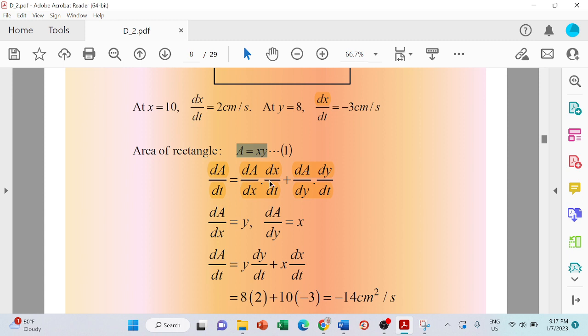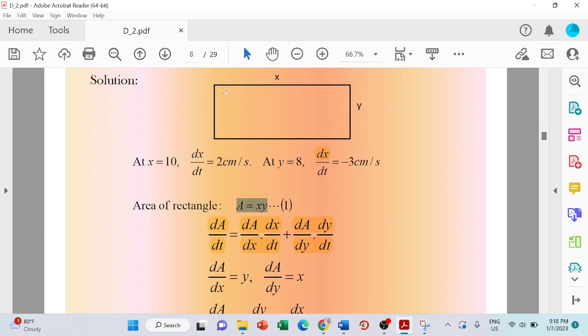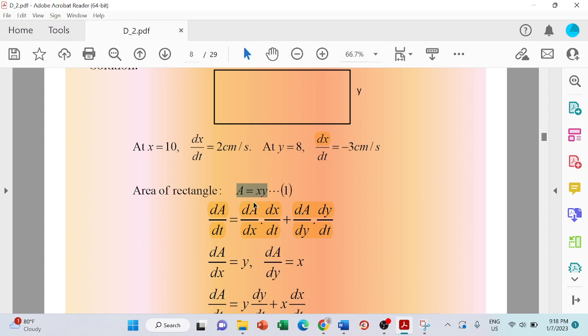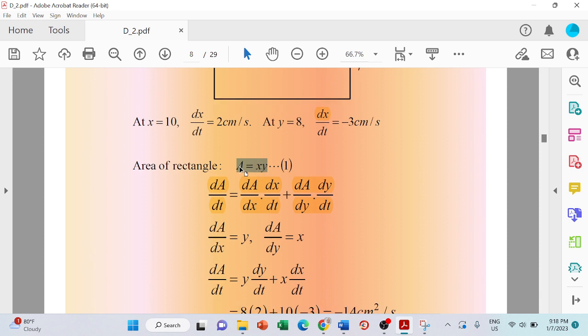Okay, so that means kita dah tahulah sini tadi from the previous information dx dt adalah 2 cm per second. dy dt adalah negative 3 cm per second. Kita tak tahu dA dx ni apa. So, dA dx datang daripada area equation. Area untuk this rectangle kan, is x times y. So, area ni kita akan bezakan terhadap variable yang berbeza. First one, kita akan bezakan area terhadap x.